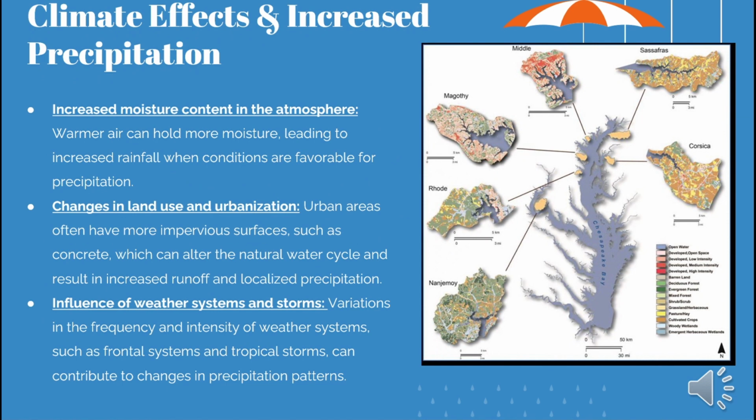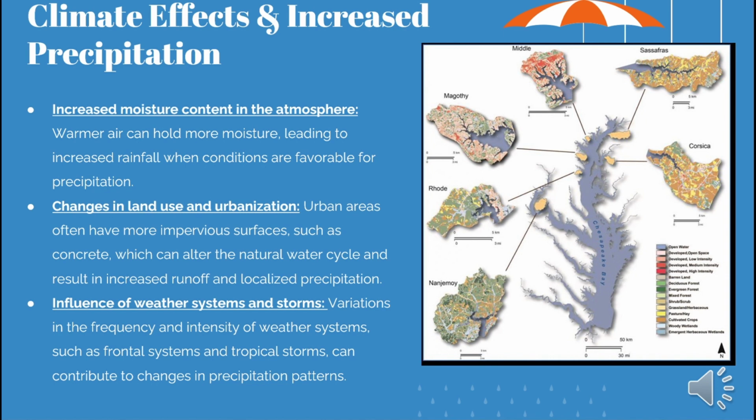Increased moisture content in the atmosphere. Warmer air can hold more moisture, leading to increased rainfall when conditions are favorable for precipitation. Changes in land use and urbanization. Urban areas often have more impervious surfaces such as concrete, which can alter the natural water cycle and result in increased runoff and localized precipitation.